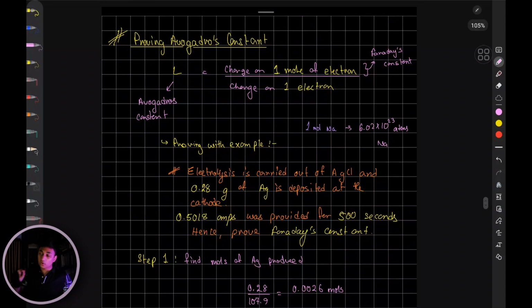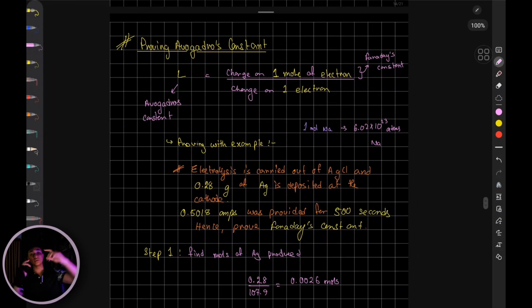So we're going to derive how the number 6.02 into 10 to the power 23 is derived. In doing so, we will also derive Faraday's constant. Avogadro's constant, you already know what it is, so I'll explain what Faraday's constant is. Faraday's constant is telling you the amount of charge in 1 mole of electrons, right?